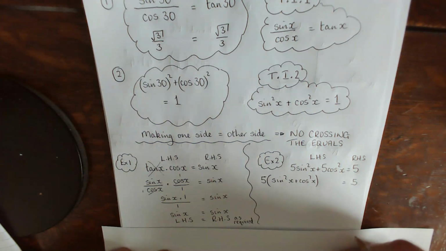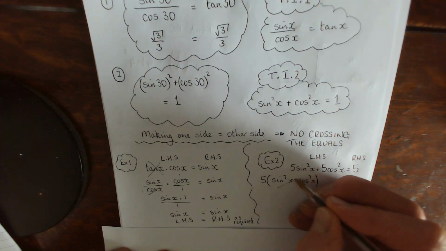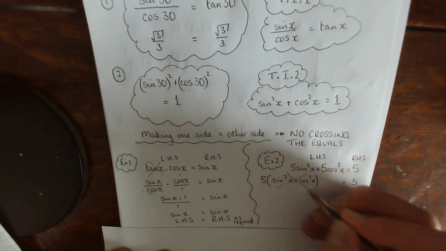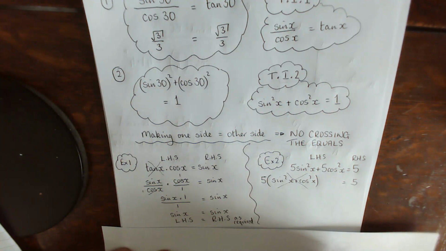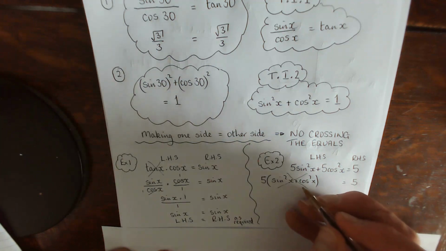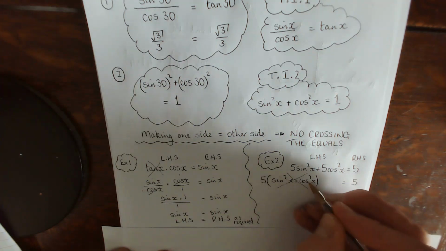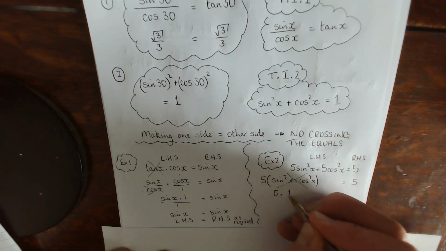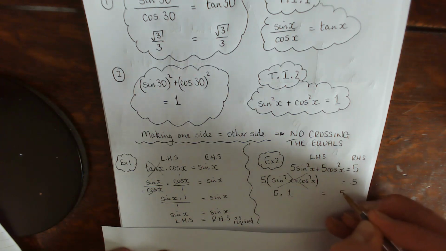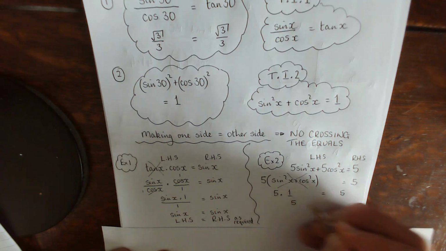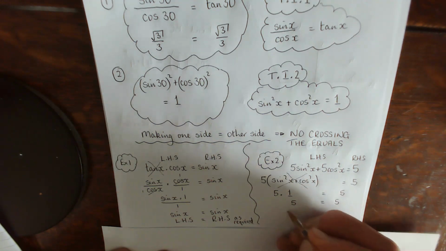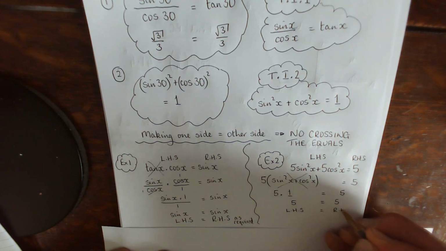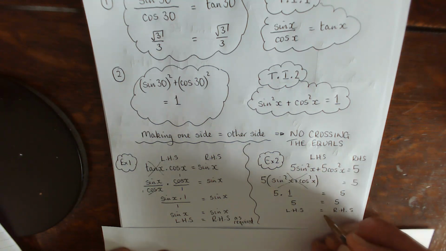This is knackered, exhausted at half time. What can I replace it with? Well, my trig identity allows me to replace sin squared x plus cos squared x with number 1. And therefore, I'm getting 5 equal 5. So I've now got my left-hand side equaling my right-hand side, just what the doctor ordered, as required.